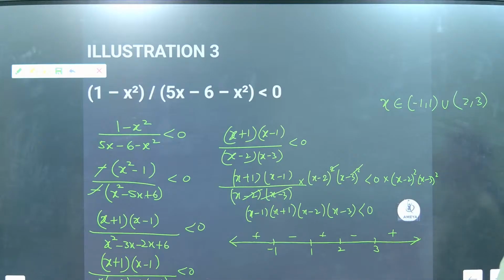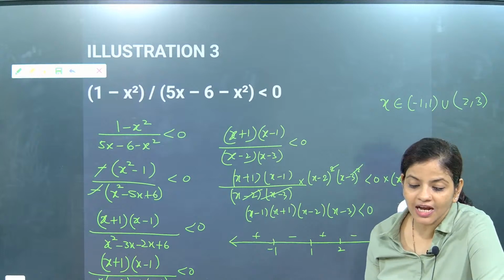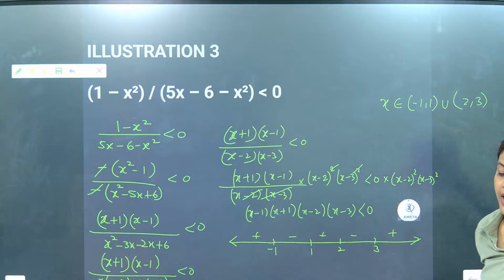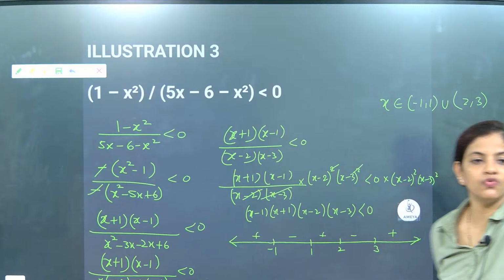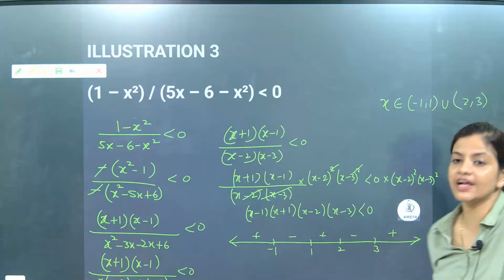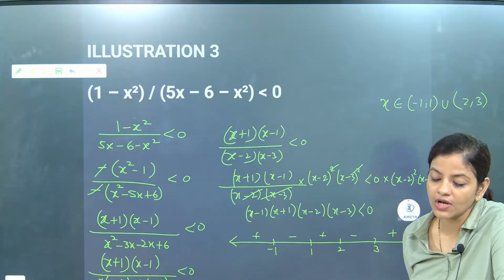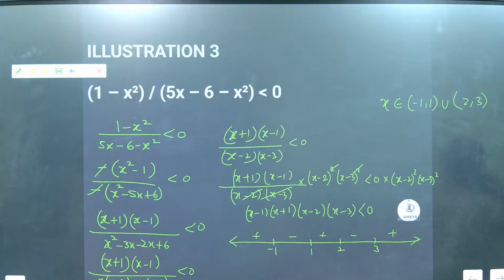And this is the answer. Okay, beta? Because wherever the negative part is there, that part only will be included. So here minus 1 to 1 and 2 to 3 is the only negative region. So we are writing only the negative region. I hope you might have understood this one.